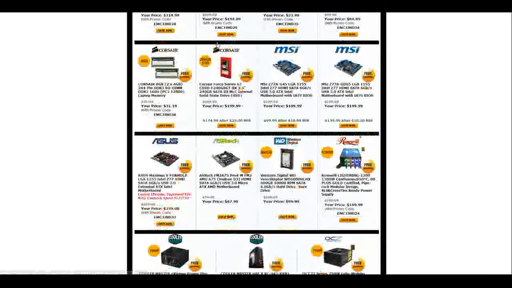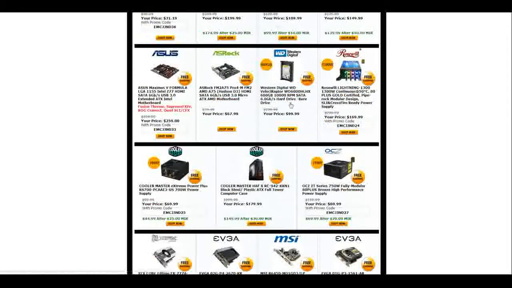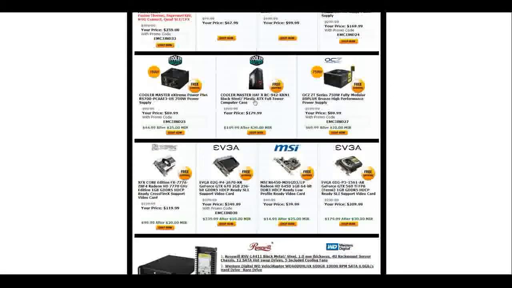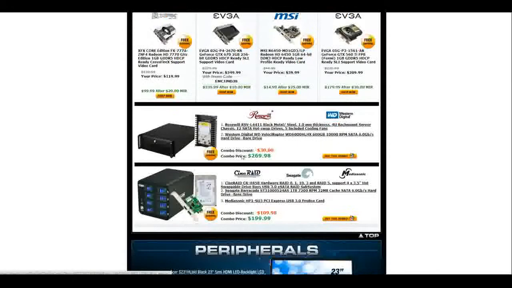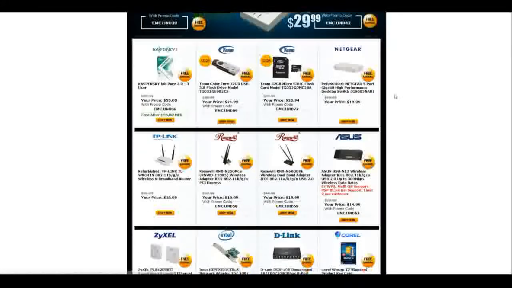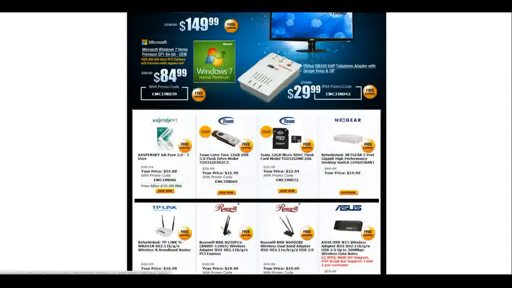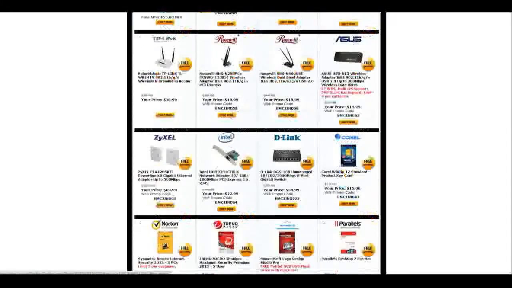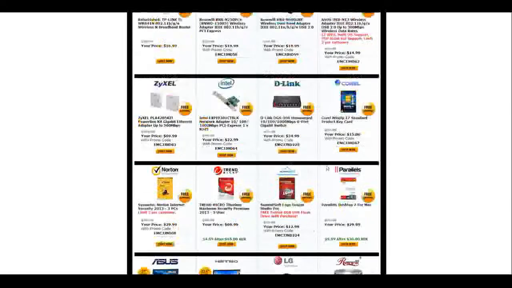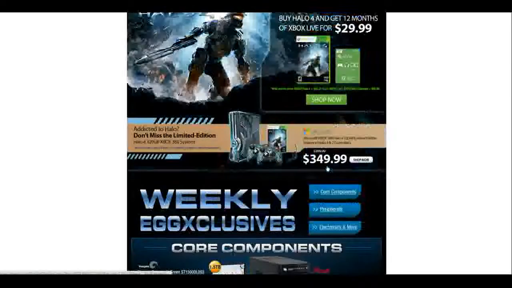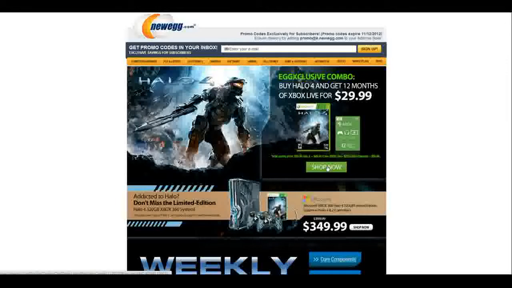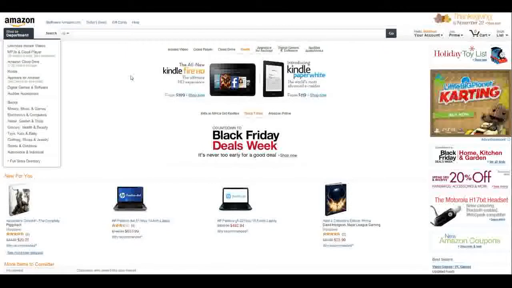CPU, RAM, motherboard, hard drive, power supply, case, graphic card, monitor, wireless. Everything you can find here has deals and promotions. If you're not sure about the price, compare with Amazon, and see if it is comparable with the price.